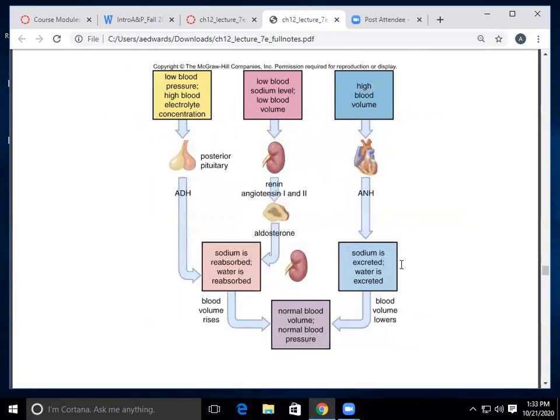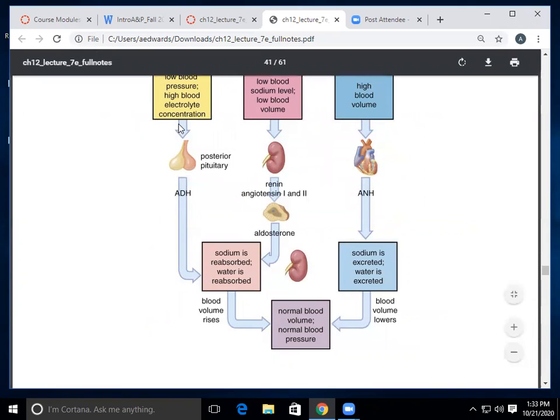Okay, so real quickly, show you here. Again, you've got your posterior pituitary, kidneys, and the heart. So if you've got low blood pressure, high blood electrolyte concentration, your posterior pituitary is going to secrete antidiuretic hormone, causing you to reabsorb sodium and water. Consequently, your blood volume rises. So you get to a normal blood pressure and volume.